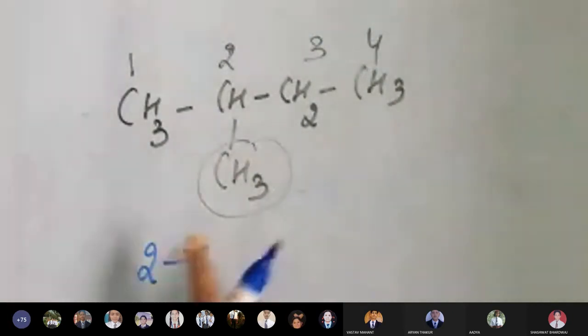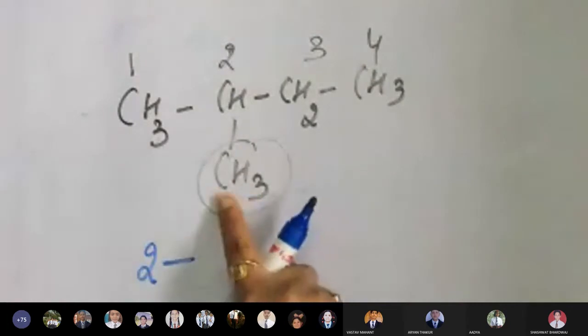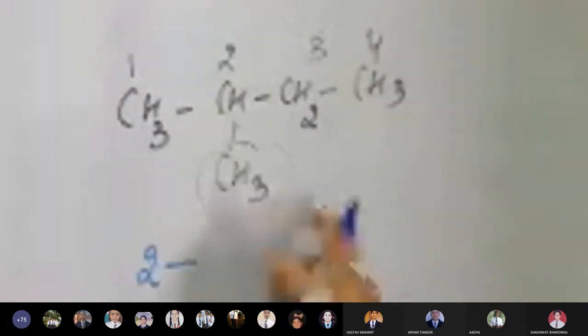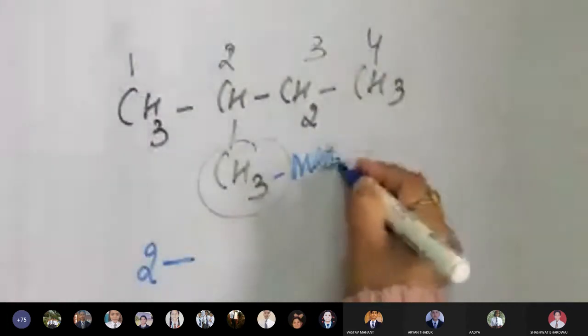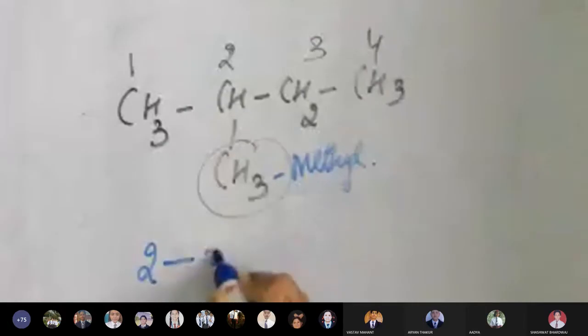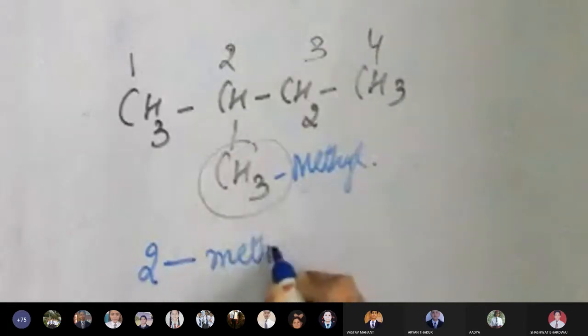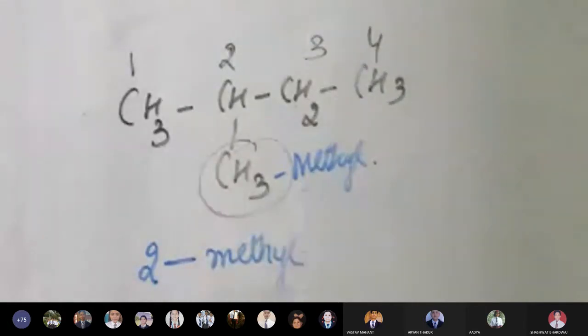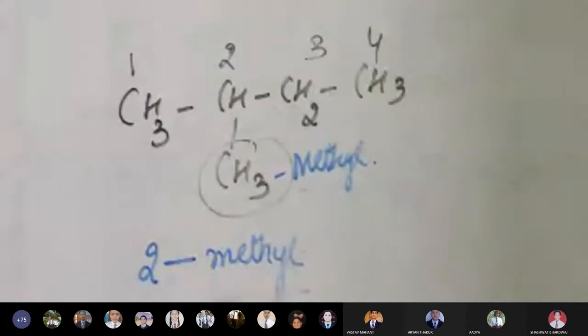Now at the 2 position, what prefix is present? CH3. CH3 is what? CH3 is methyl, as Aryan has told. So I will write here methyl. So it is my prefix part. Okay, 2-methyl. It is telling you what? That methyl is an extra group attached at carbon number 2.